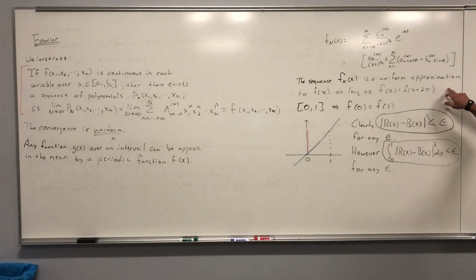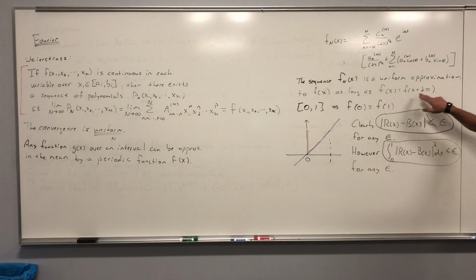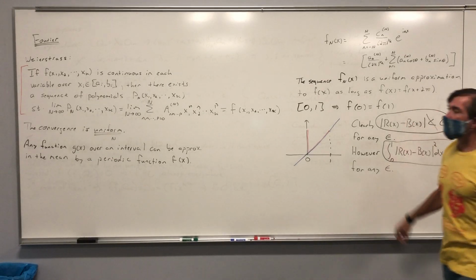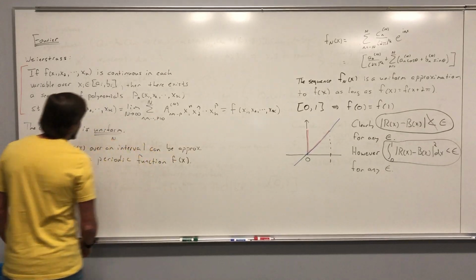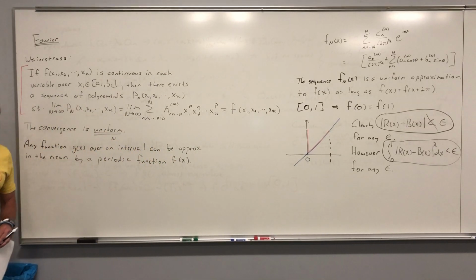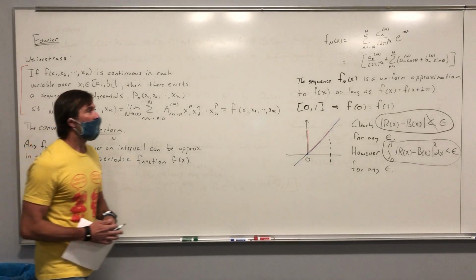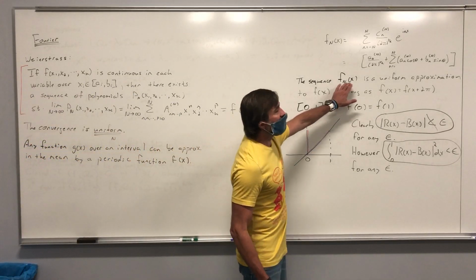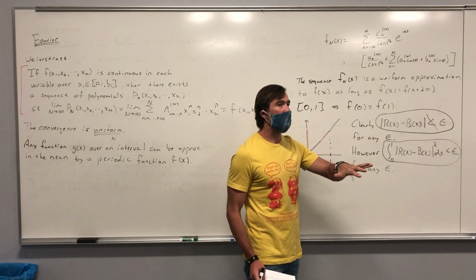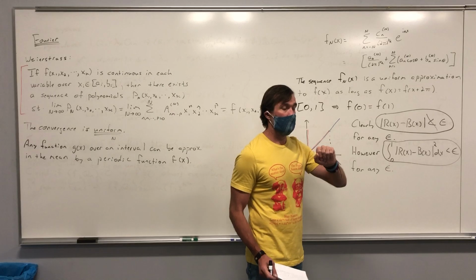So we have a sequence which uniformly converges to periodic functions. The periodic functions can approximate non-periodic functions in the mean. So that means that the sequence f_n(x) can approximate any function in the mean.